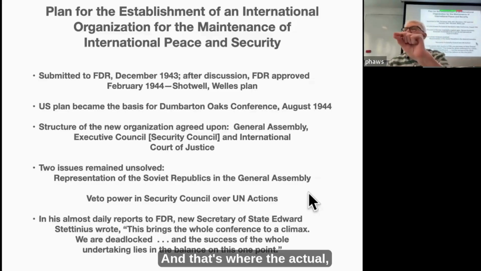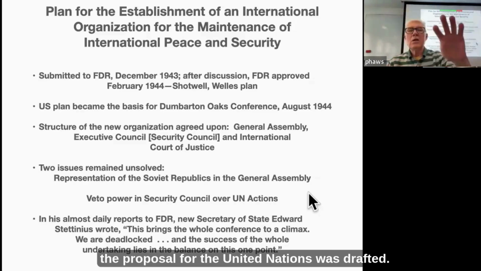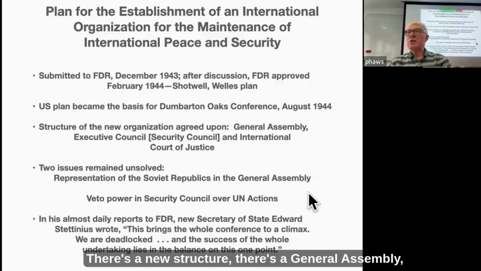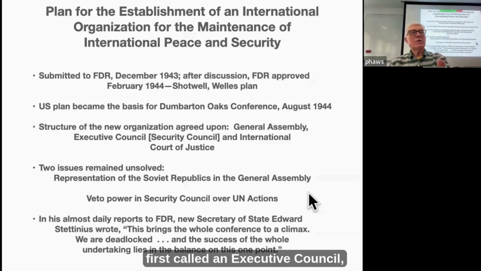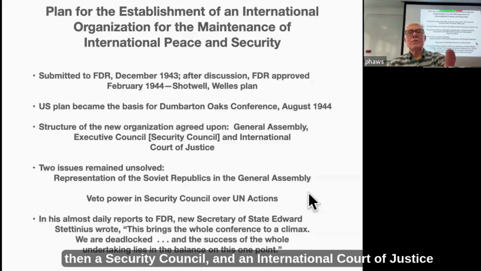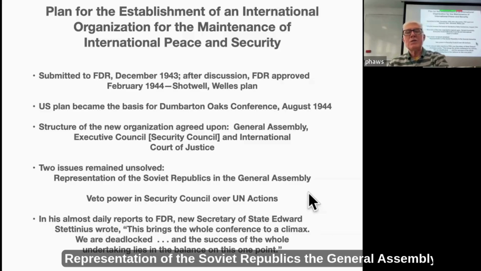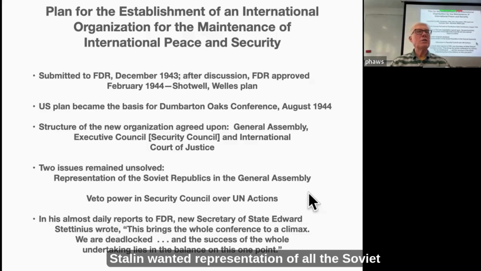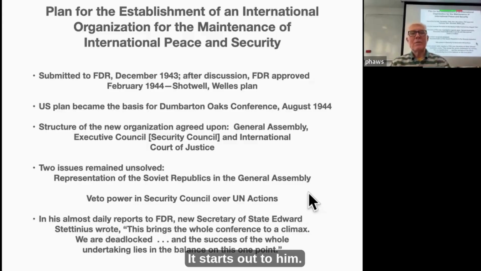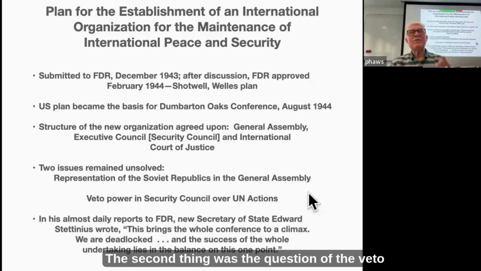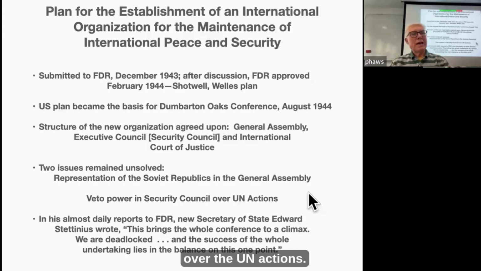And that's where the actual treaty, the proposal for the United Nations, was drafted. There's a new structure. There's a General Assembly, first called an Executive Council, then a Security Council, and an International Court of Justice. But there are two great issues that remain: the representation of the Soviet republics in the General Assembly. Stalin wanted representation of all the Soviet republics in the General Assembly. The second thing was the question of the veto over the UN actions.